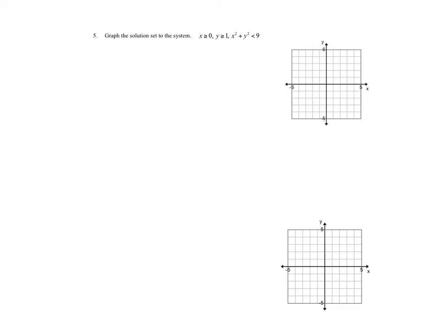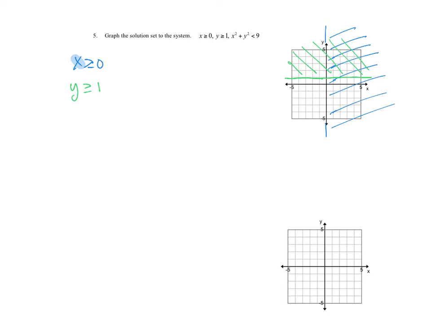Let's see, we've got quite a bit going on here. We've got x is greater than or equal to 0. So the x values, anything at 0 or greater than 0. So that would be all of our points over here with positive x values. And then we have y greater than or equal to 1. So here's my line of y equals 1 and all the y values that are bigger than 1. So it would be all these y values up here.